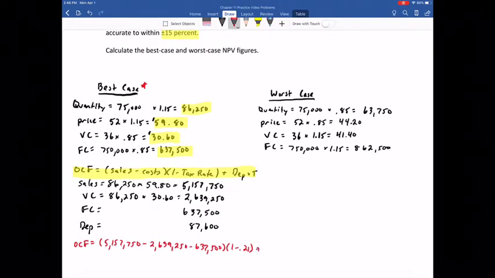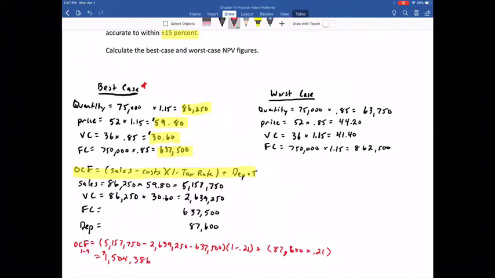And then I'm going to add back in the depreciation tax shield. The depreciation tax shield is the amount that I save in taxes by utilizing depreciation on my income statement, and it's calculated by taking your depreciation expense of $87,600 and multiplying it by your tax rate of 21%. So if you were to do all these calculations, and you guys can verify this answer, you get an operating cash flow in a best case scenario of $1,504,386. And this is going to be an operating cash flow for years 1 through 9.